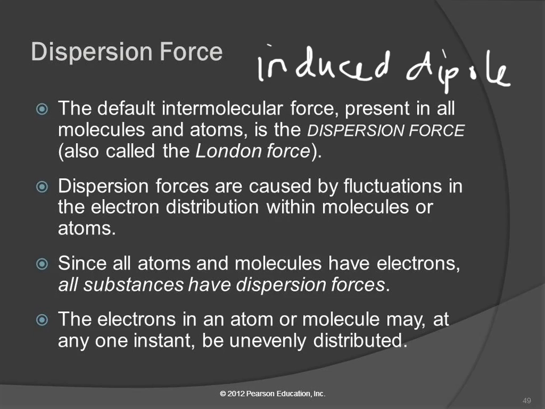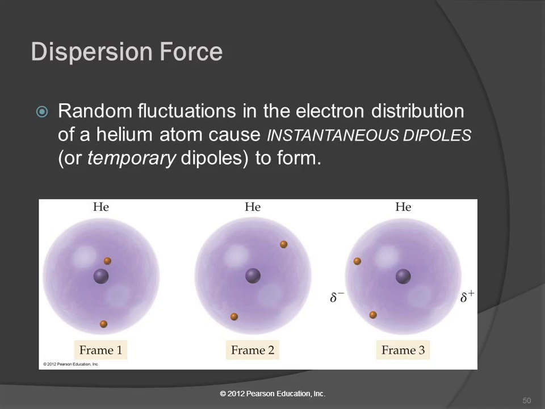So what can happen is that at any given instant, the electrons in an atom, we're going to talk about helium just because it's simple, has 2 electrons. So here we've got 2 electrons, and they're kind of spread out, and here they're kind of spread out, and here they both happen to be on one side. Okay, that can happen. They're just kind of random.